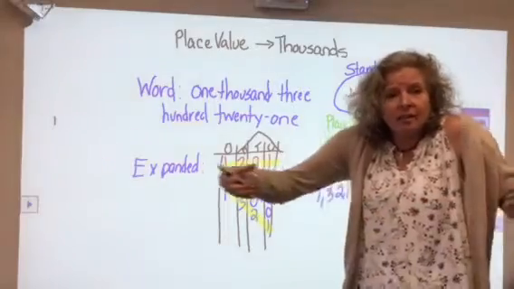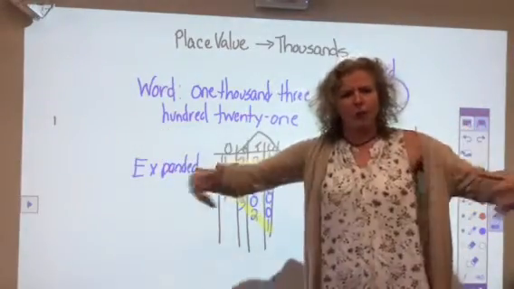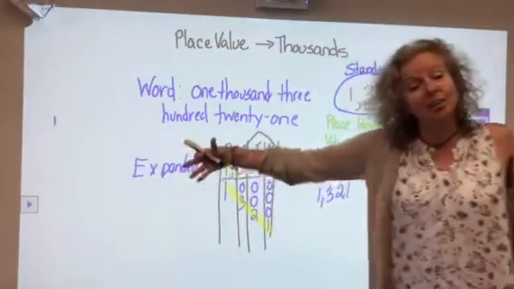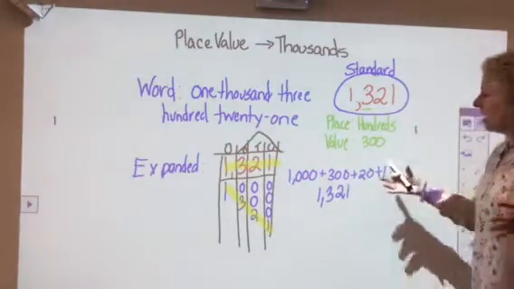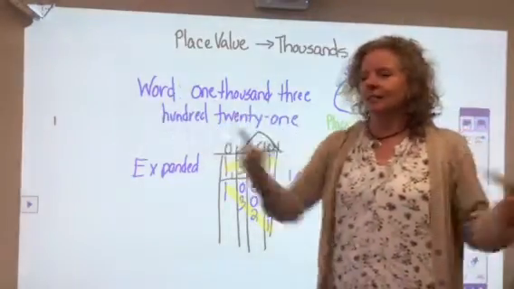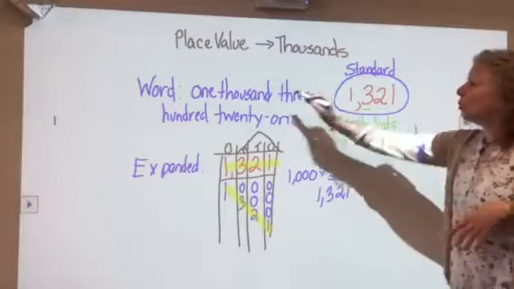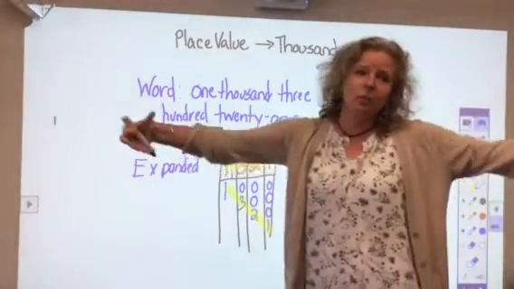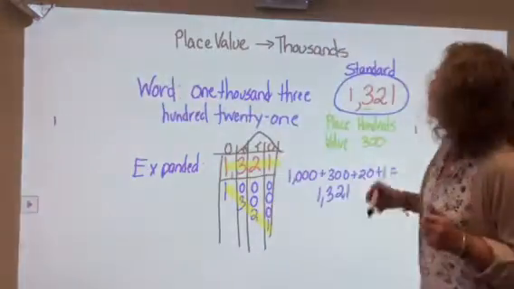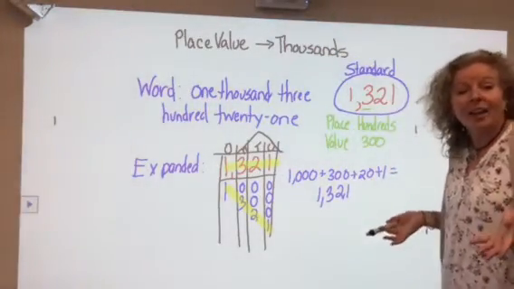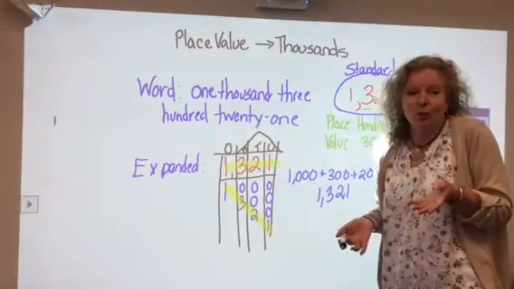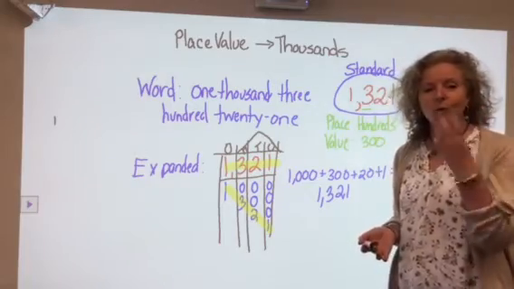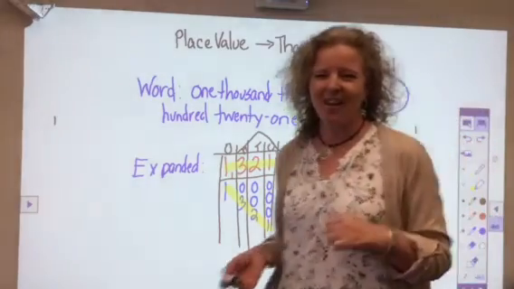Do you see why I'd say expanded? It got fatter, it got bigger, it expanded. It took more space in order to write that. Word form, you use words. Expanded form, it takes up more space, it expands when you write it. And then standard form, that's regular, everyday, what you're used to seeing form. Those are the 3 forms that we have for our numbers.